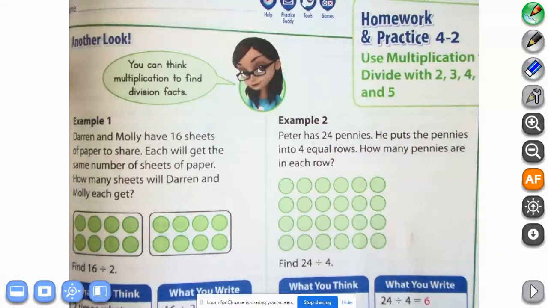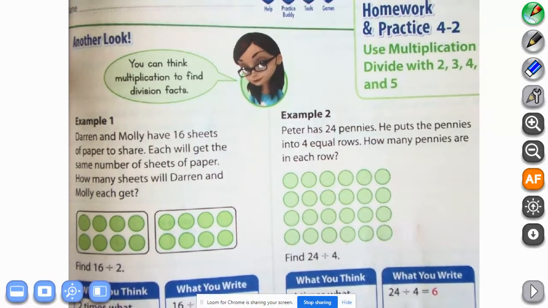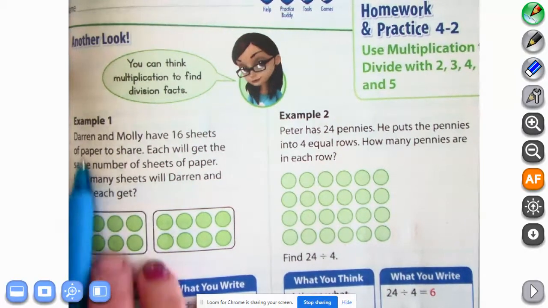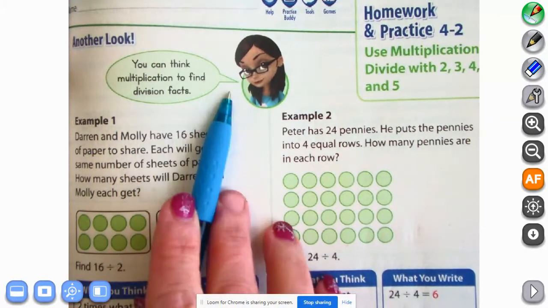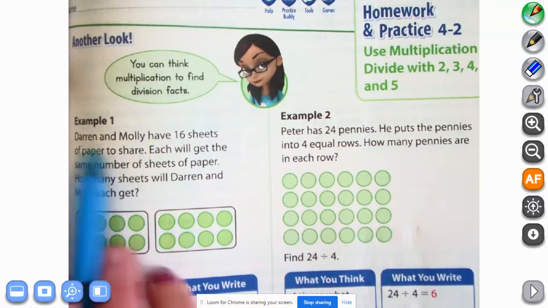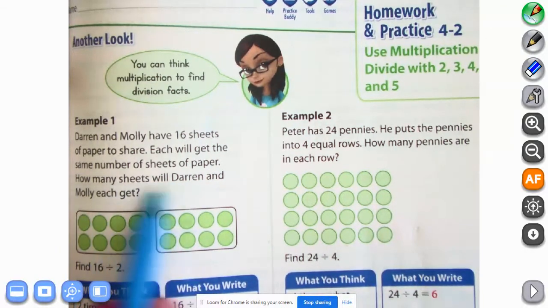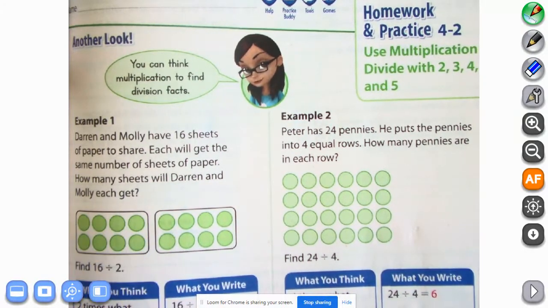Homework practice lesson 4.2. Use multiplication to divide with 2, 3, 4, and 5. So they give us some more examples here. You can think multiplication to find division facts. Darren and Molly have 16 sheets of paper to share. Each will get the same number of sheets of paper. How many sheets will Darren and Molly get?